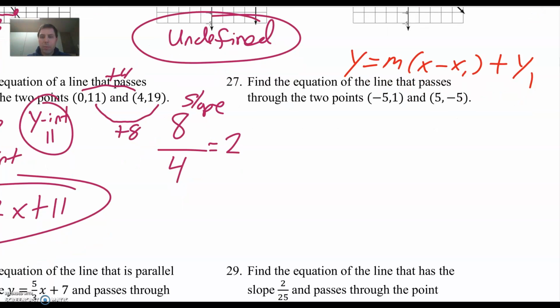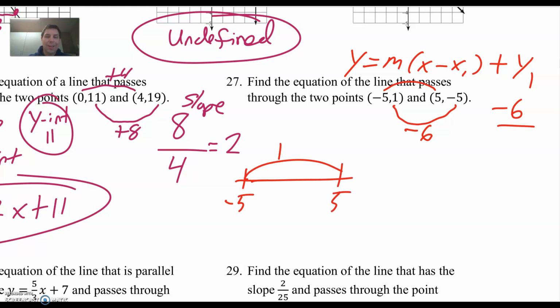So let's first find the slope. I'll look at the first y value. This one went from 1 to negative 5, so that went down 6. So the top part of my slope is negative 6. The x value went from negative 5 to positive 5. So again, that went right. It was negative 5, all the way to 5. So that had to jump right 10. So that would be a positive 10 there. So now I can simplify my slope a little bit because I can divide the top and bottom of the fraction by 2. So that would be negative 3 over 5. So I have my slope.